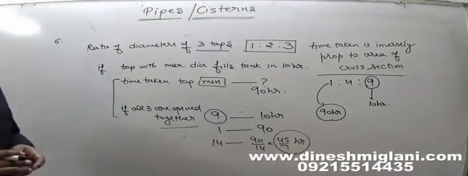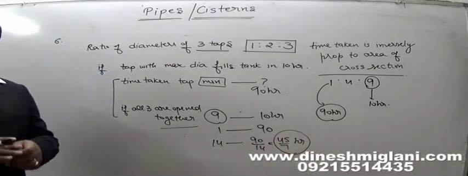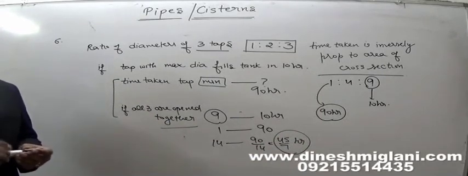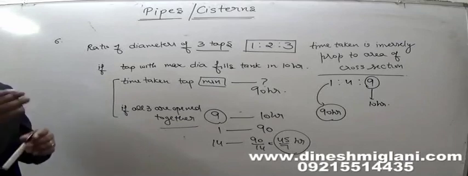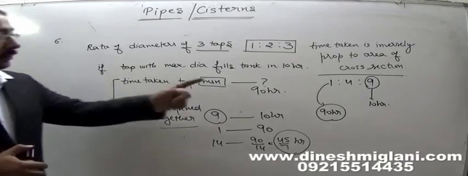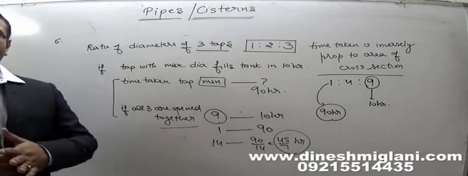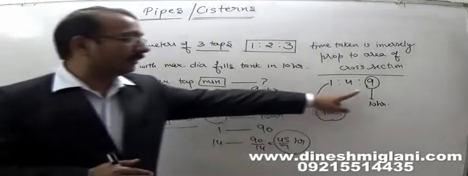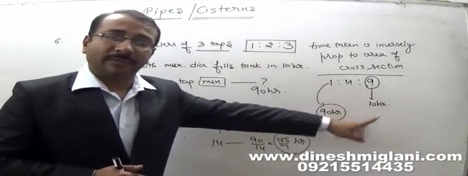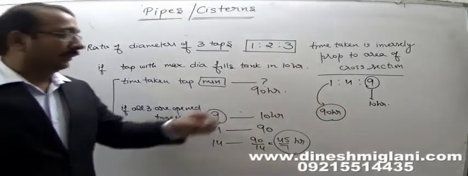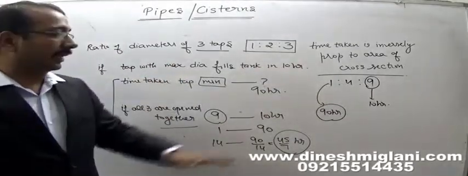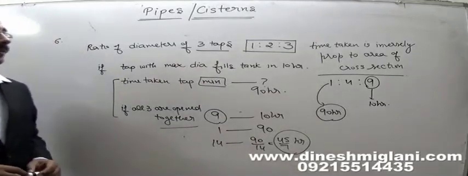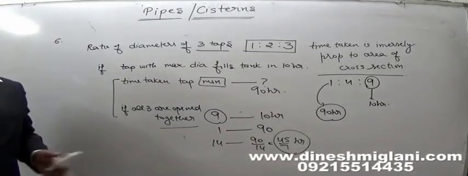So in any question where the ratio of the radius or diameter is given, first of all you take the ratio of the area of the cross section, right? Then you compare and answer your question. One thing is clear: the maximum cross section area has the smallest time taken. If the cross section area is less, the time taken would be more, because time taken is inversely proportional to the area of cross section, right?